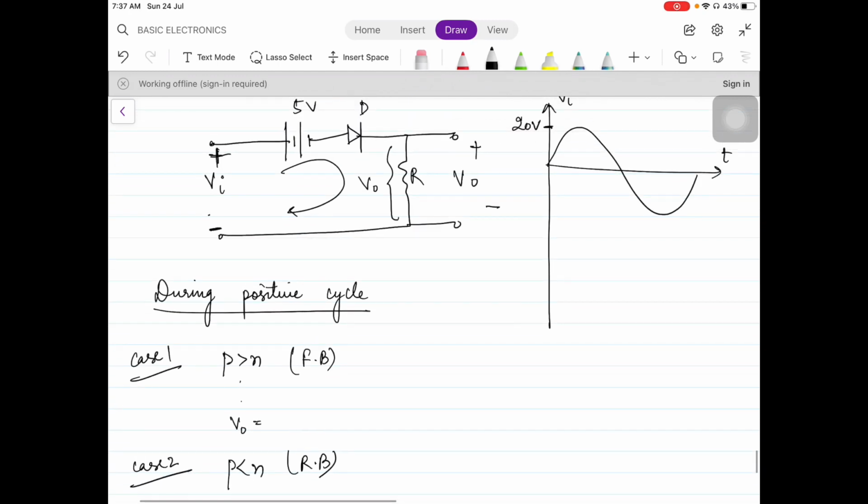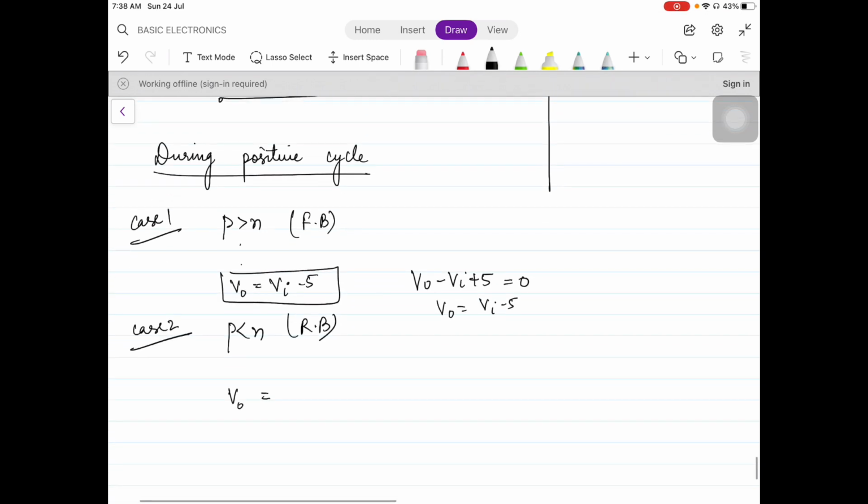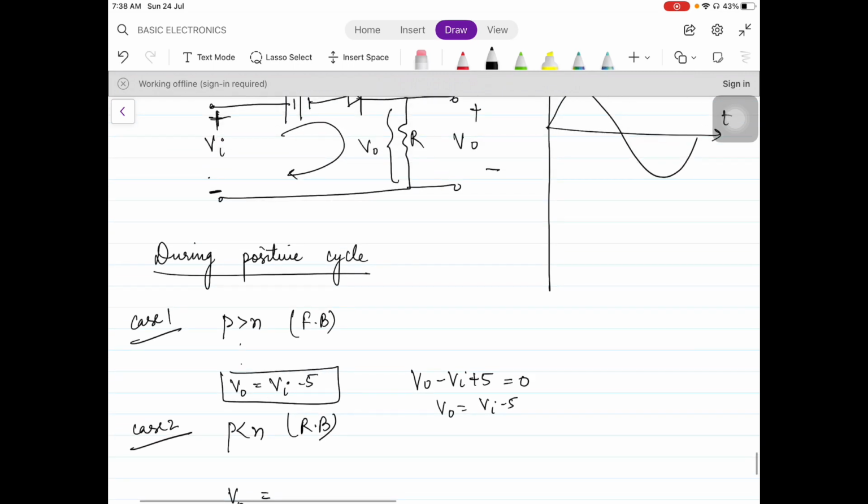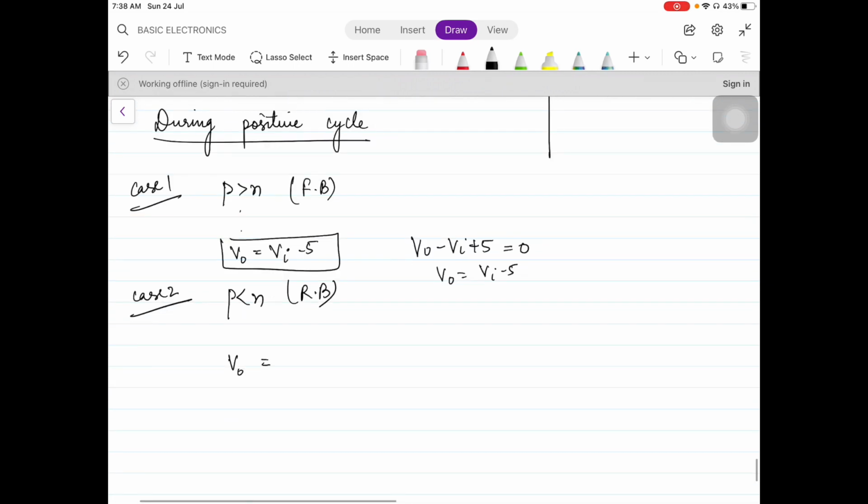तो उसके लिए हम लोग KVL लगा रहे हैं. KVL का क्या इक्वेशन बनेगा? प्लस V0 माइनस Vi प्लस 5 is equal to 0. So V0 is equal to Vi minus 5. So the answer is Vi minus 5. Now for the second case, अगर हम V0 निकालें तो डायोड रिवर्स है, ओपन है, R में कोई करंट नहीं है, V0 0.